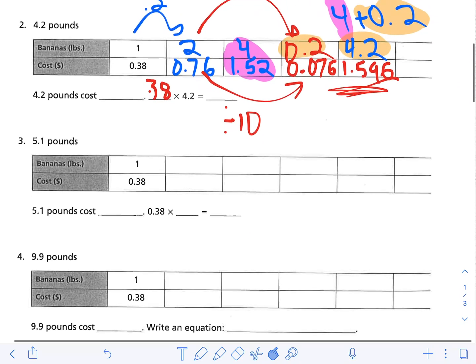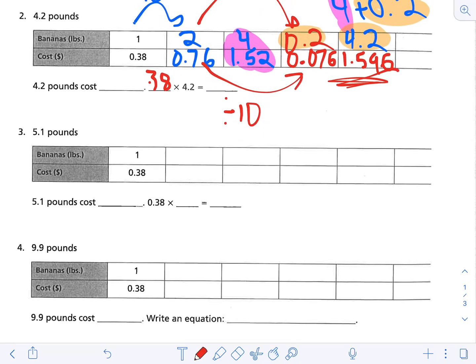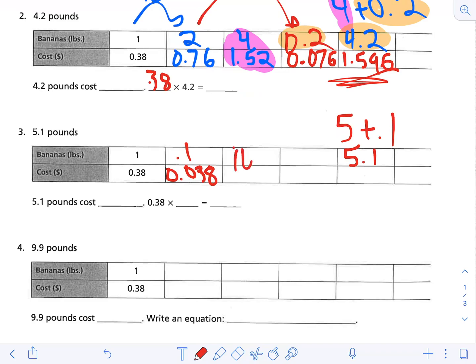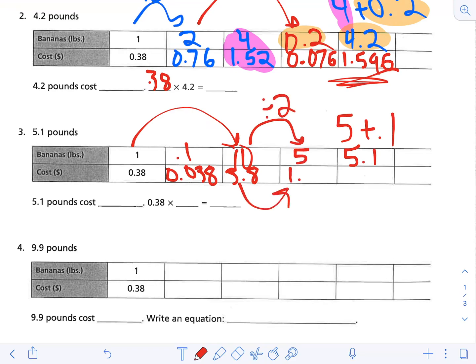Okay? Let's see, yeah, we can do these two more. Let's look at this one. Well, we want 5.1, which is a 5 and a 0.1. Well, we already have a 1, so 0.1 is 0.038. We're halfway done. Now, I don't want to get 5. Remember, we went through this before. Let's instead get 10. 1 times 10 is 10. So 0.38 times 10 is 3.8. Then you take half of 10 to get 5. Half of 3.8, 1.9. So it's finding the doubles and halves. That's really the hard part of this.